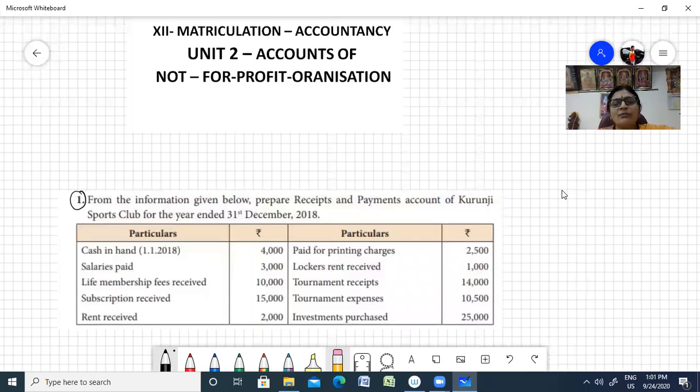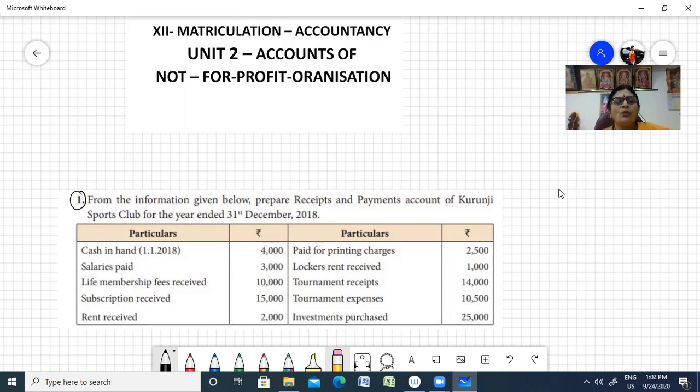From the information given below, prepare the receipts and payments account of Kurunji Sports Club for the year ending 31st December 2018. Now, they've given you some particulars: cash in hand, salaries paid, life membership fees received, paid for printing charges, locker rent received, tournament receipts, tournament expenditure, investment purchased. Likewise, they've given you some details.